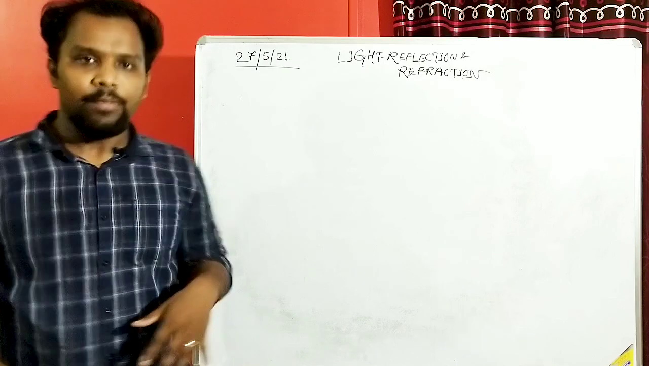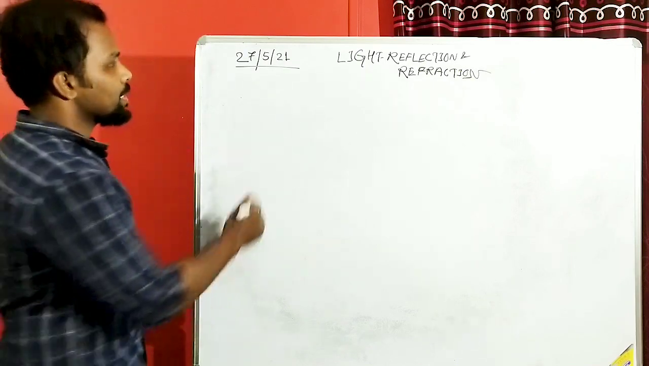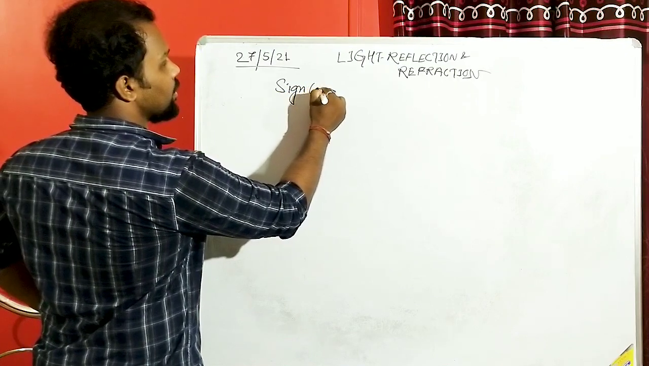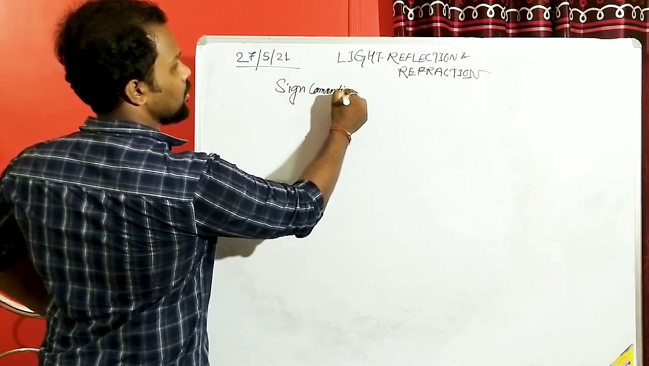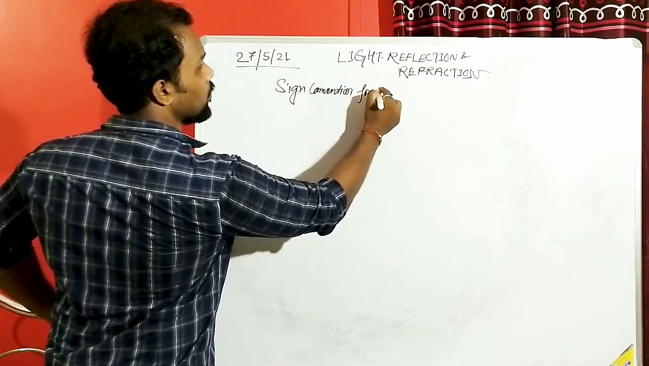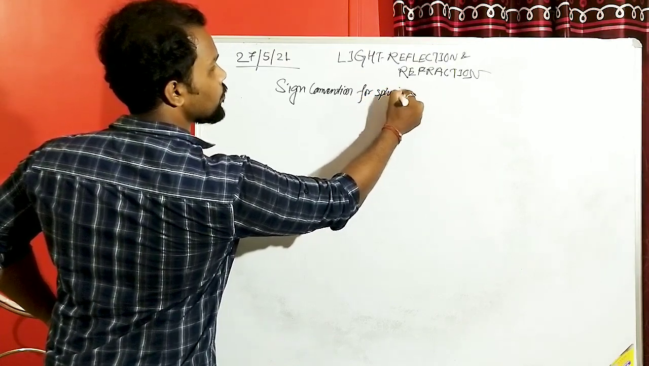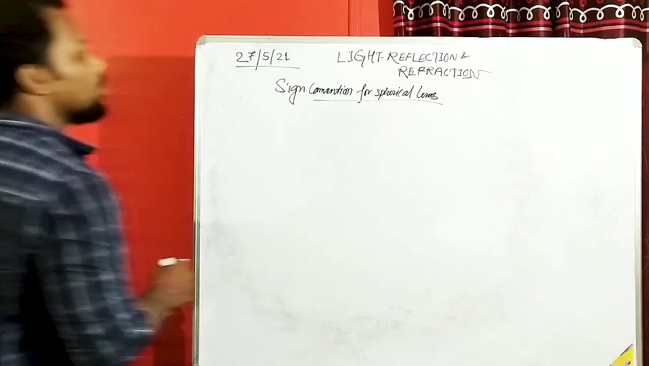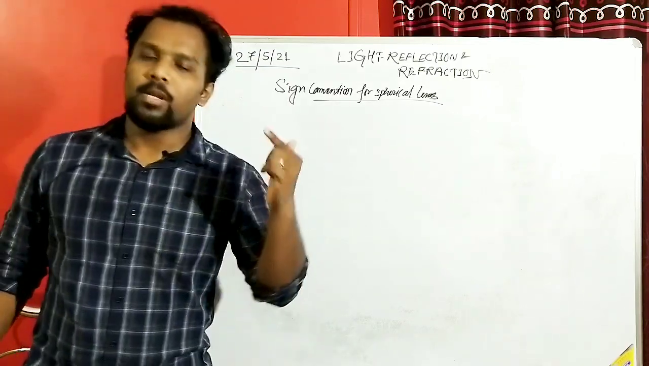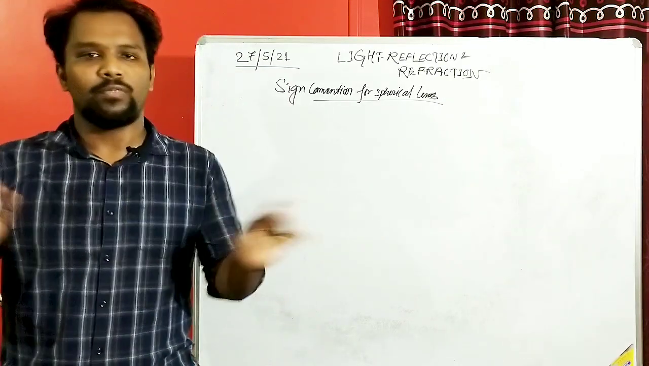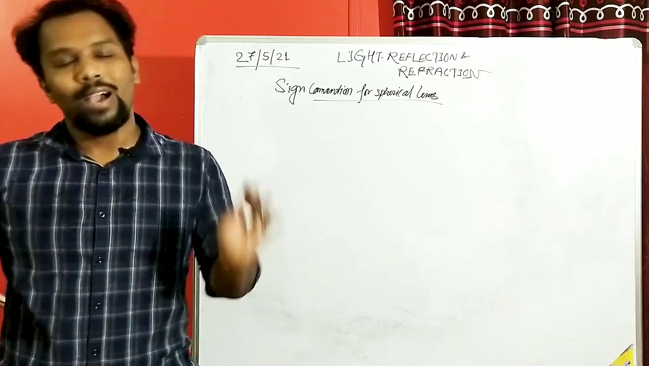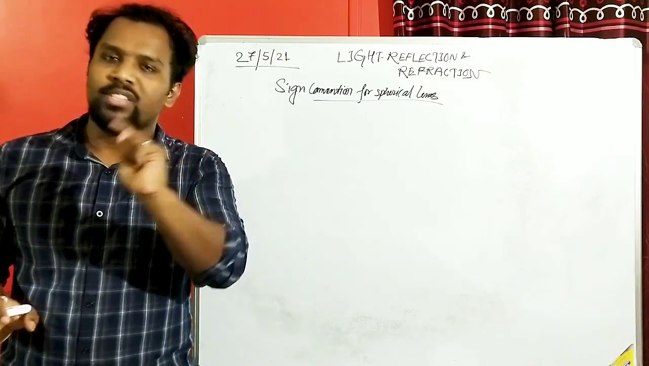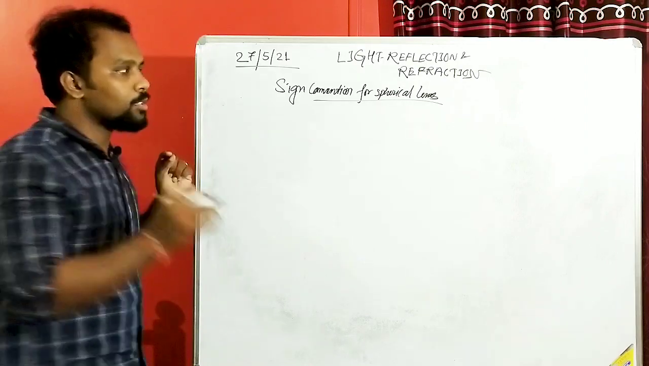Today we will see our first topic. This is going to be sign convention for spherical lenses. In case of mirrors, we had sign conventions too. It is quite similar, but almost one difference is there. First we'll check that, then you will understand.